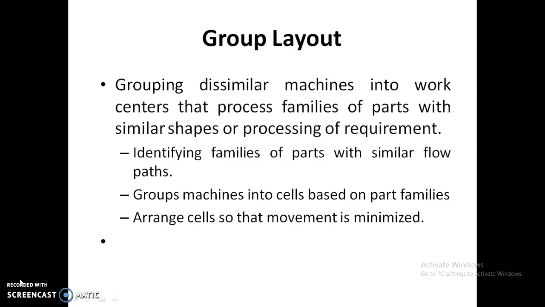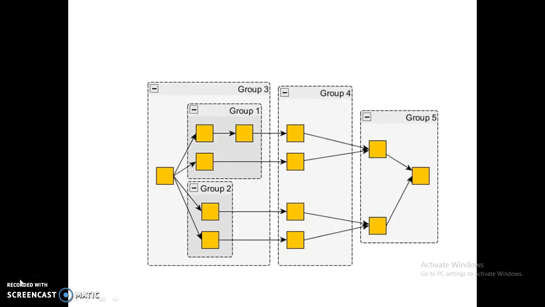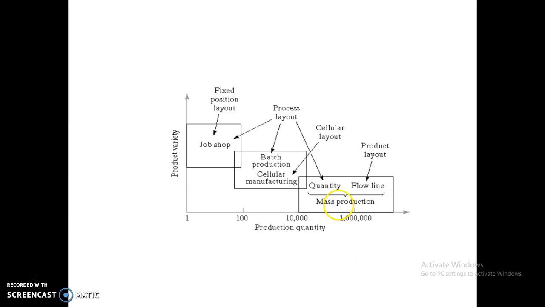So this type of layout is called the group layout, and you can see in this figure that there are total 5 groups. You can see this is group 1, this is group 2, both of these combined are group 3, group 4 and group 5. So you will be arranging into different cells. These groups are different cells where the machines will be placed depending upon the shape of the part that you have to produce, so that it will minimize the distance moved and the completion time.